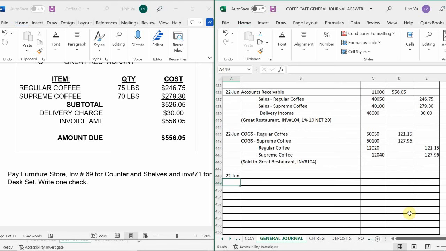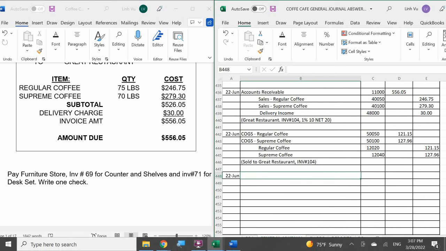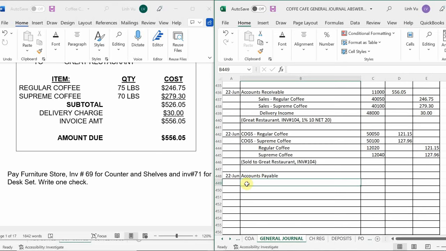Would we use accounts payable? Good, right? We're paying for what we owe. And how are we paying them? With a check? Right, we're gonna write them a check.